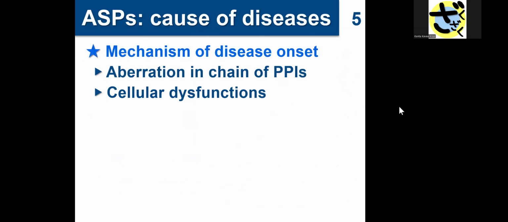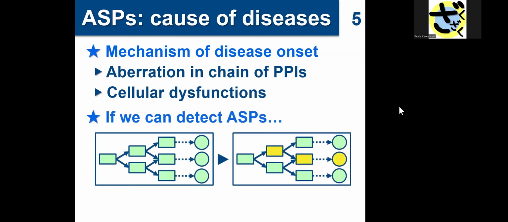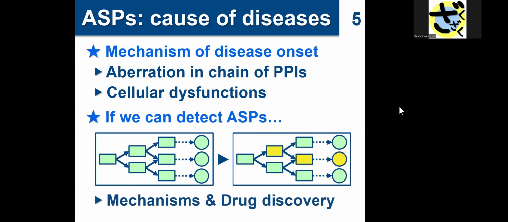It is widely believed that the cause of many diseases lies in aberrant signaling pathways, ASPs. It is thought that the aberration in the chain of protein-protein interactions leads to cellular dysfunctions, resulting in disease onset. Therefore, if we can detect disease-specific aberrant signaling pathways using these pathway maps and gene expression levels, we may be able to contribute to both a deeper understanding of disease-specific mechanisms and development of new therapeutic drugs.